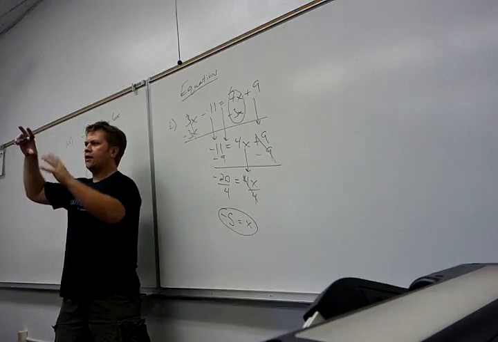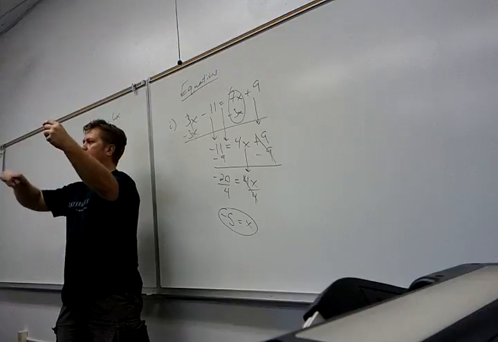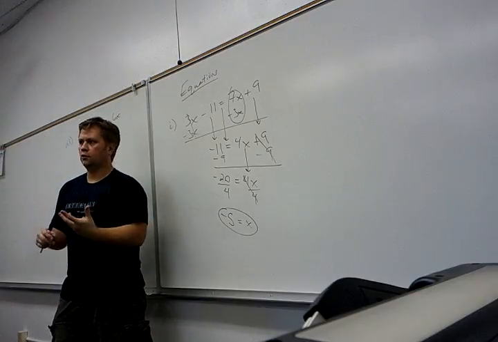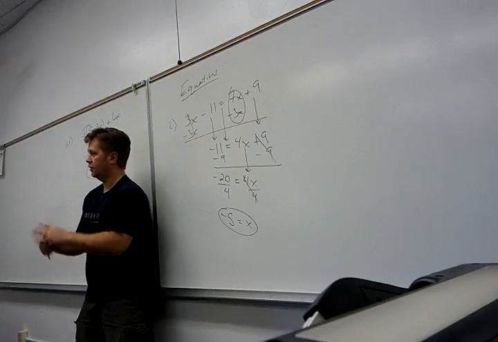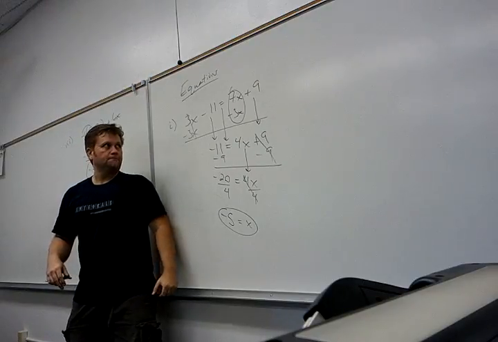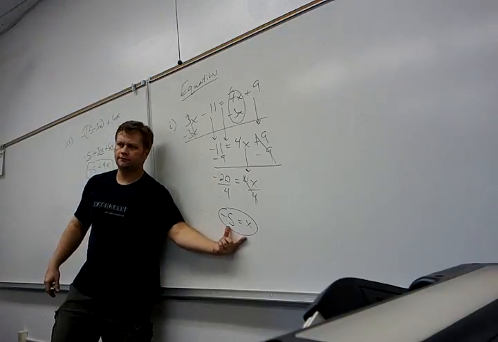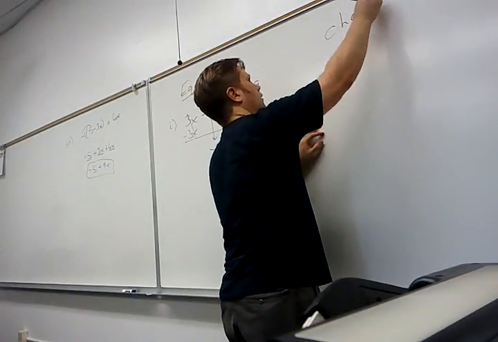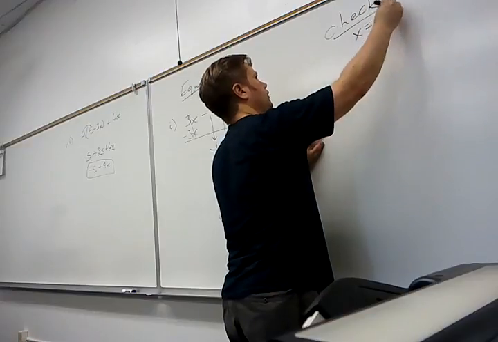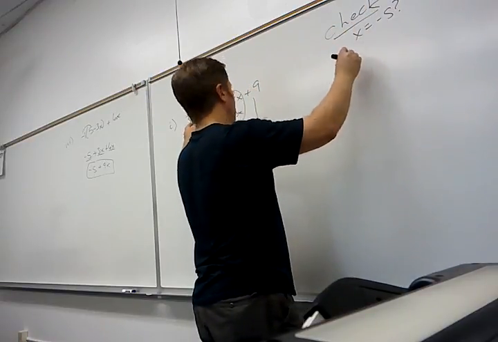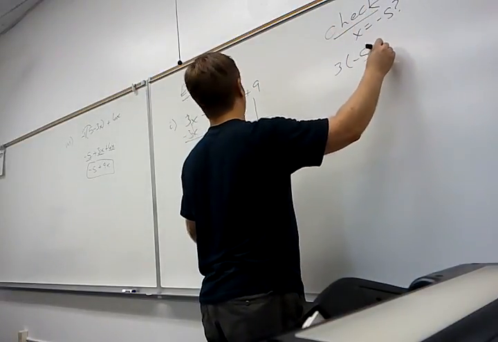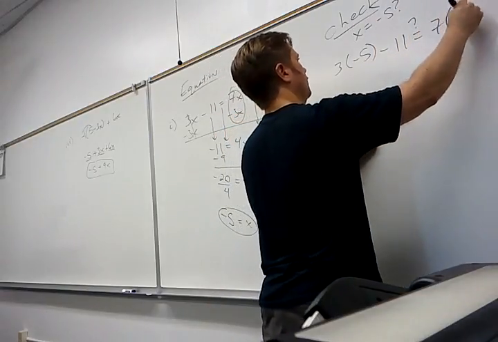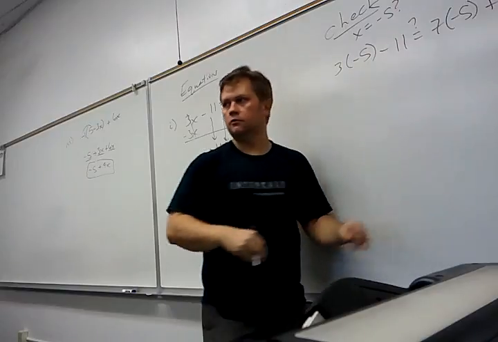So keep in mind that 5 plus 1 equals 6. If I subtract 1, I better do it to both sides, or else my equation is not true anymore. And of course, that majorly sucks. I want a true equation. How could I check this? Plug it in. All right, so let's try it. Check. X equals negative 5. So 3 times negative 5 minus 11 equals, I'm not sure yet, 7 times negative 5 plus 9. Right?